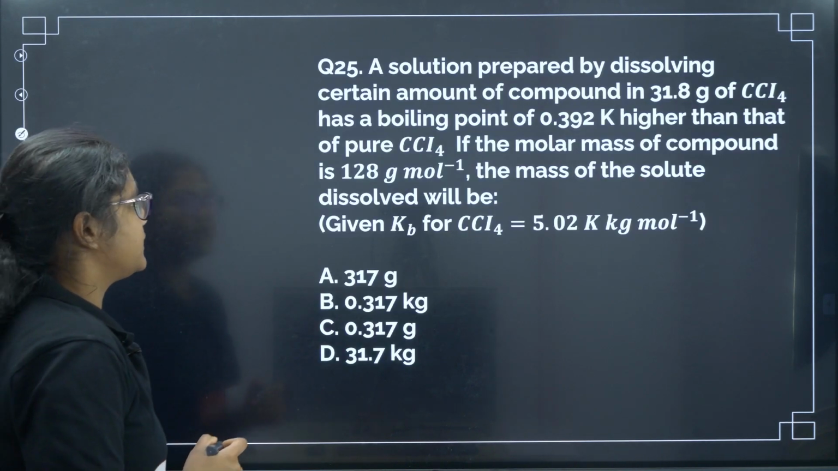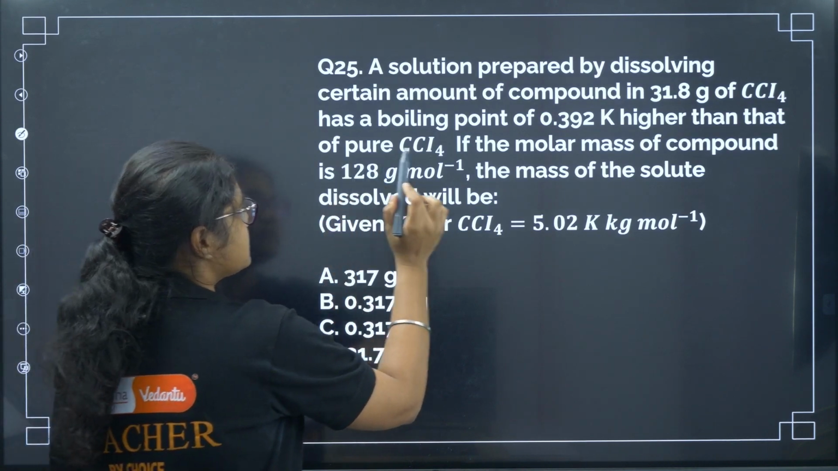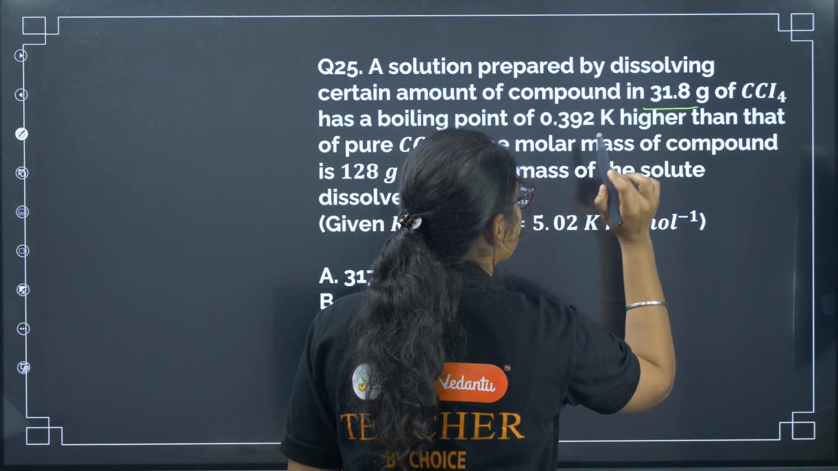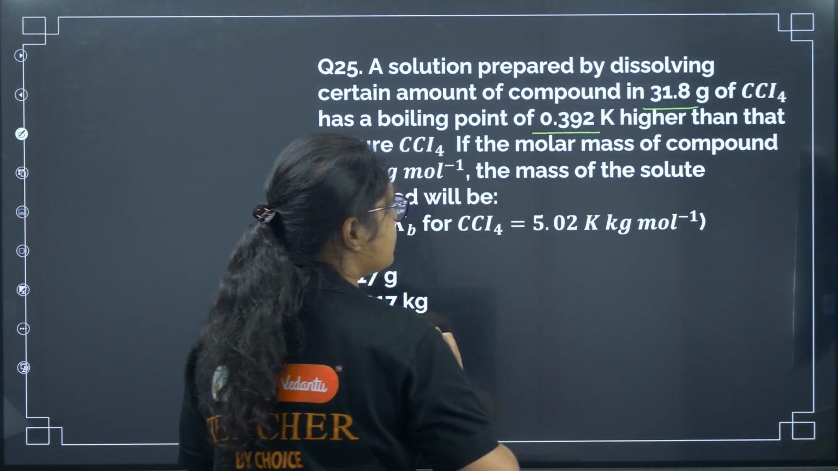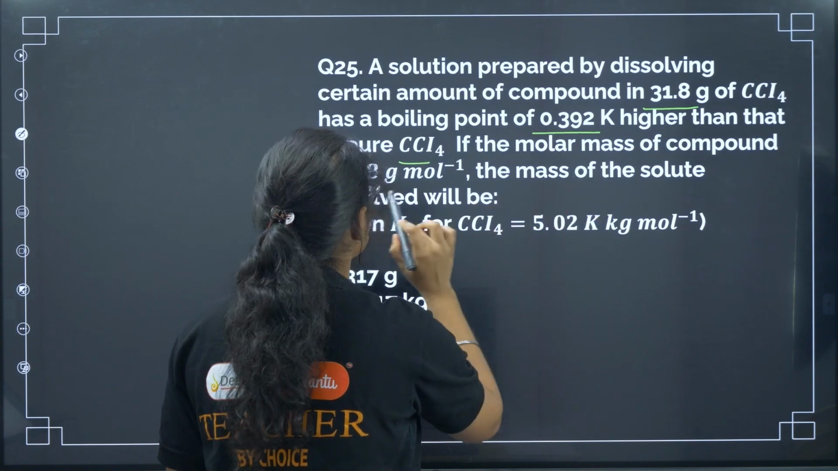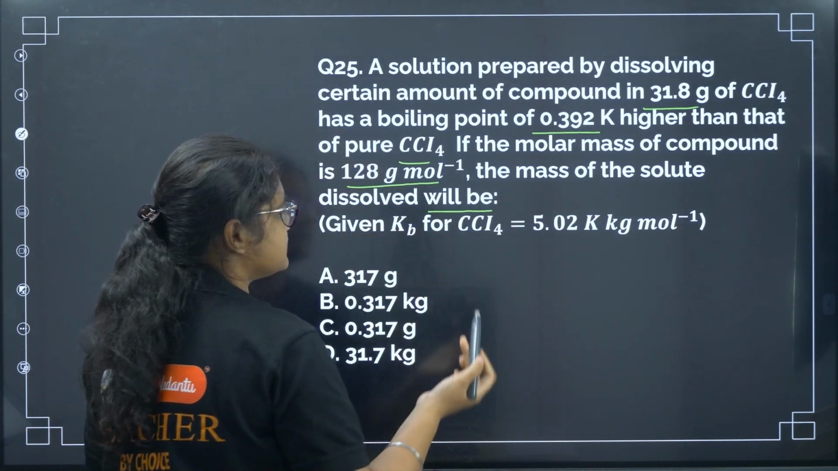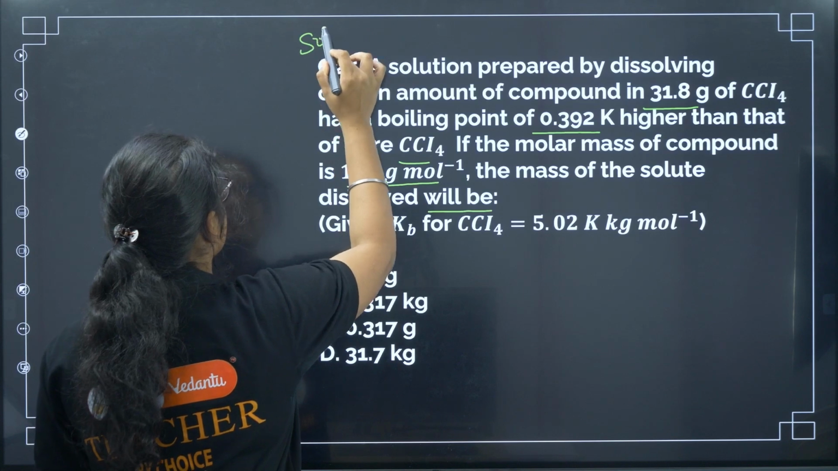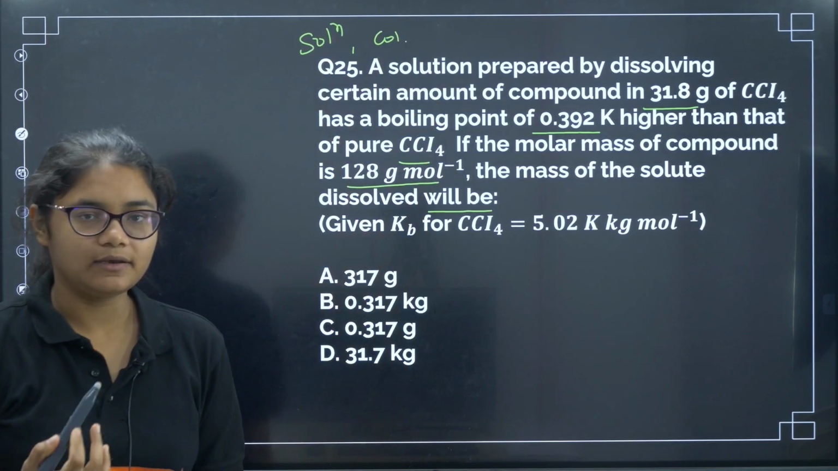Now let us see the next question. A solution prepared by dissolving certain amount of compound in 31.8 gram of CCl4 has a boiling point of 0.392 Kelvin higher than that of pure CCl4. If the molar mass of the compound is 128 gram per mole, the mass of the solute dissolved will be. So the question is from solutions chapter, colligative property, that is elevation in boiling point.